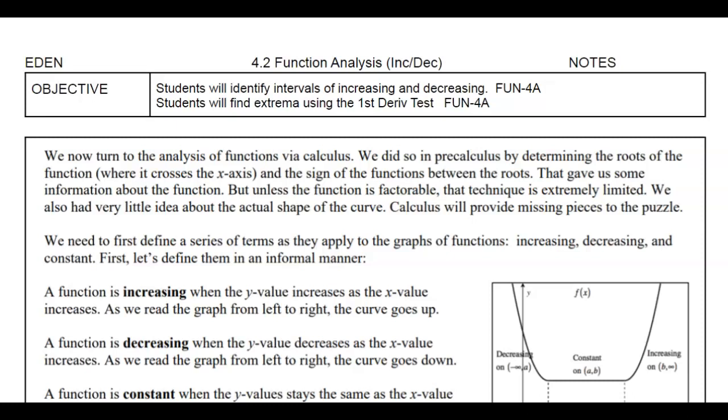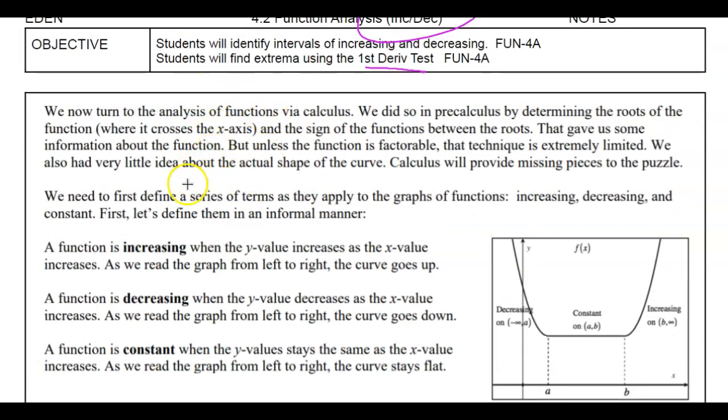Okay, so in 4.2, we're going to do some more function analysis, but we're going to focus not so much on theorems, but on where the original curve would be increasing or decreasing. We will also learn the first derivative test and some other vocab words that are going to be important for you to recognize and memorize.